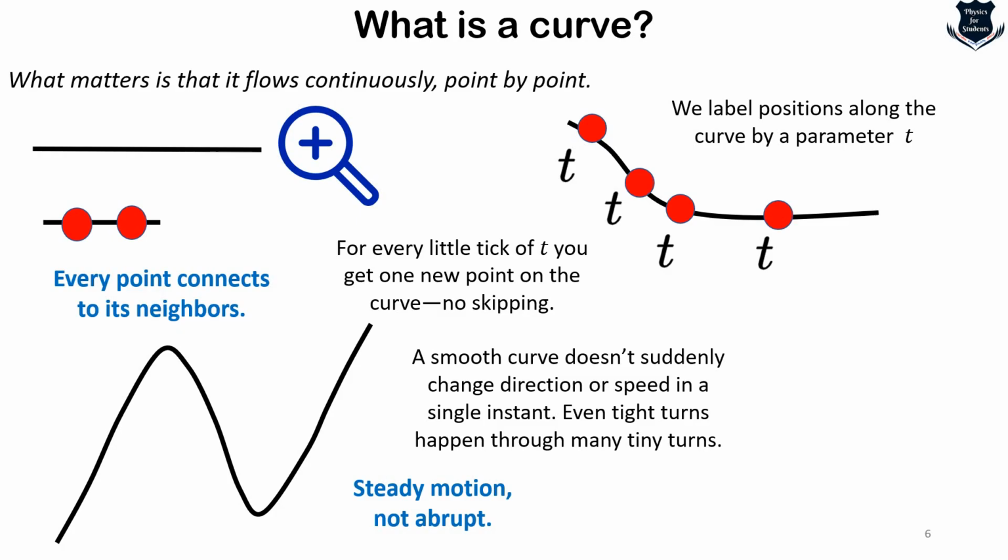So what I would like to tell you is that for every little tick of t, you get one new point in space on the curve, where there is no skipping. So why does it matter?